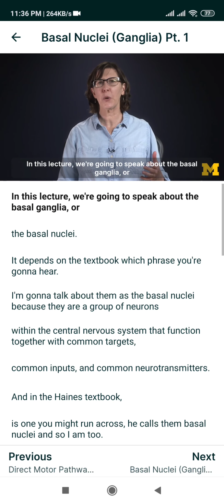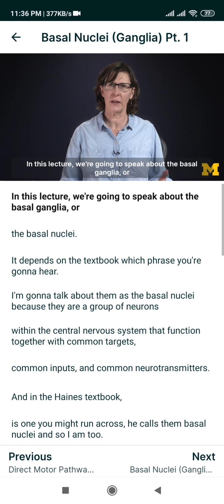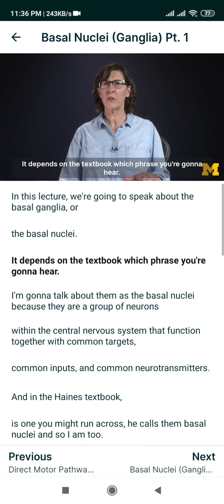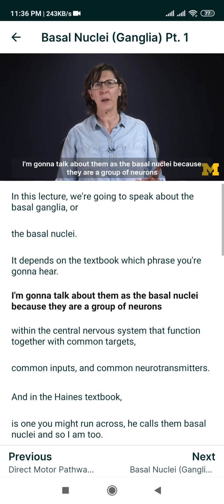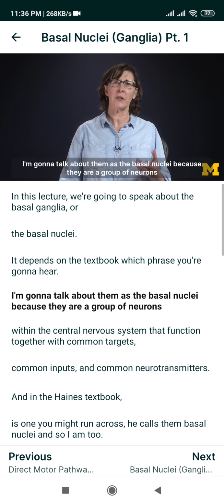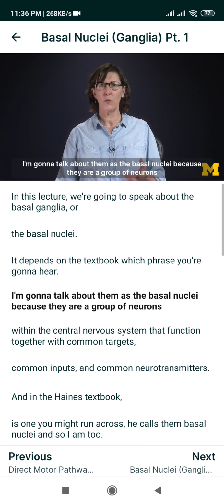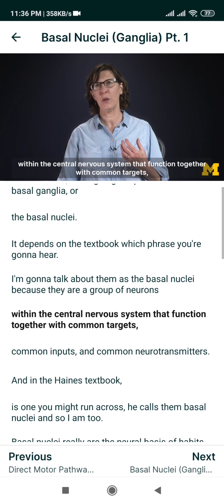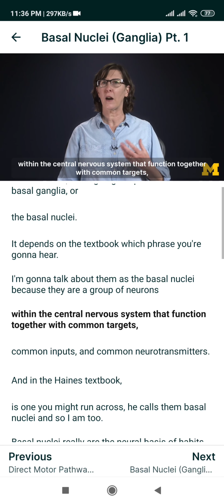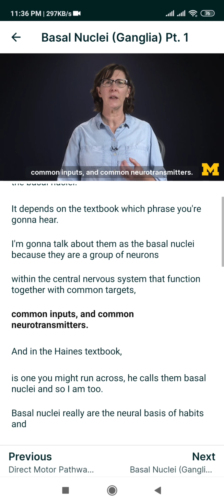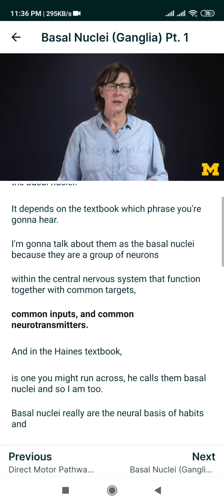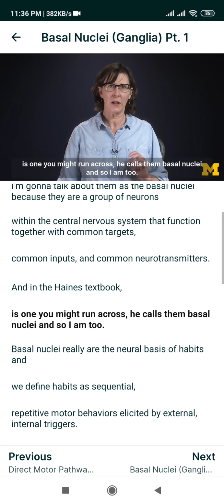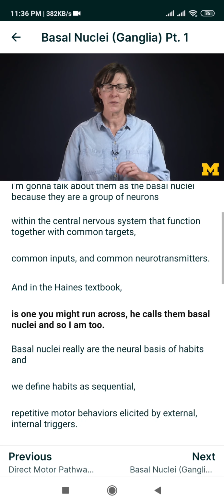In this lecture, we're going to speak about the basal ganglia or basal nuclei. It depends on the textbook which phrase you're going to hear. I'm going to talk about them as the basal nuclei because they are a group of neurons within the central nervous system that function together with common targets, common inputs, and common neurotransmitters. In the Haines textbook, which you might run across, he calls them basal nuclei, and so I am too.